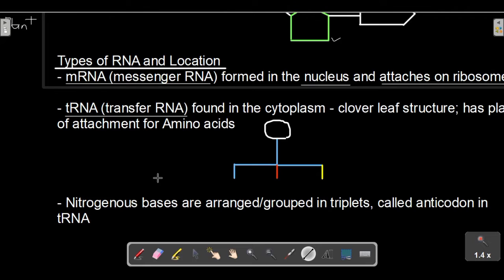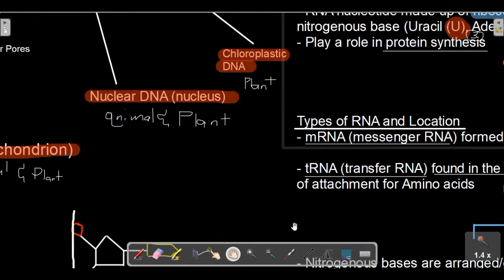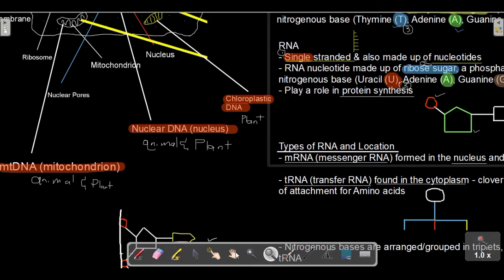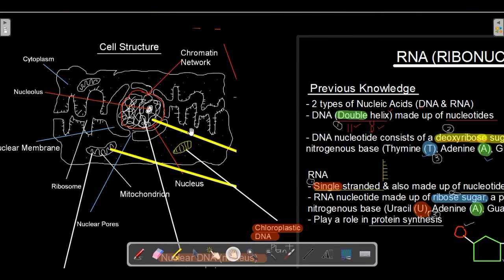transfer RNA. Okay. So unlike the mRNA, it's not formed during your protein synthesis, but it is found in the cytoplasm. Okay, so you'll find it in the cytoplasm. Remember, cytoplasm, we said, is a jelly-like substance that, of course, suspends all of these organelles inside the cell. Okay, so this is your cytoplasm. Some people say that it is actually just empty space, which is really not true.